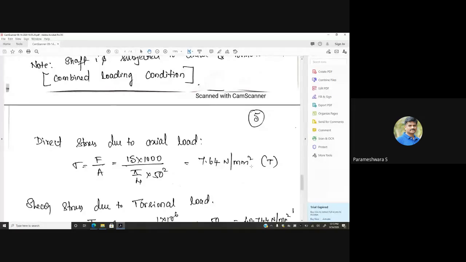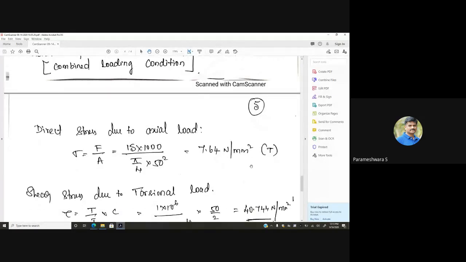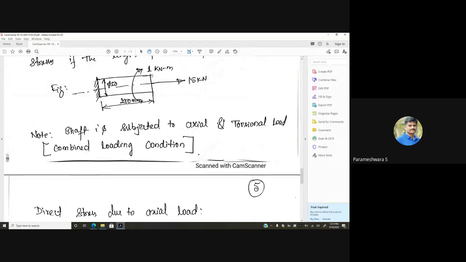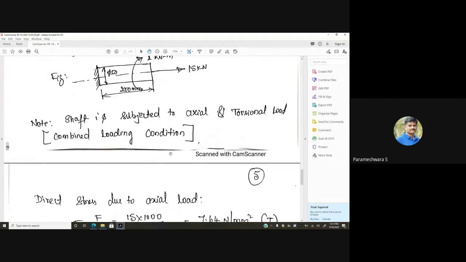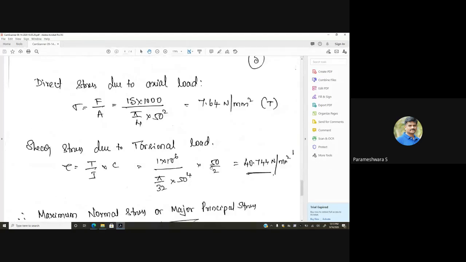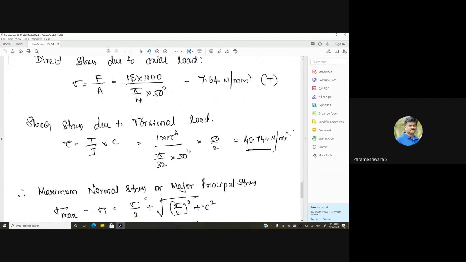And also, this body is subjected to a twisting moment, a torque of 1 kilonewton meter, so a shear stress is induced. I can calculate the shear stress tau using the torque equation, T by J equals tau by C, which gives tau equals T by J into C. Substituting, I get a shear stress of 40.744 megapascal. Clear?